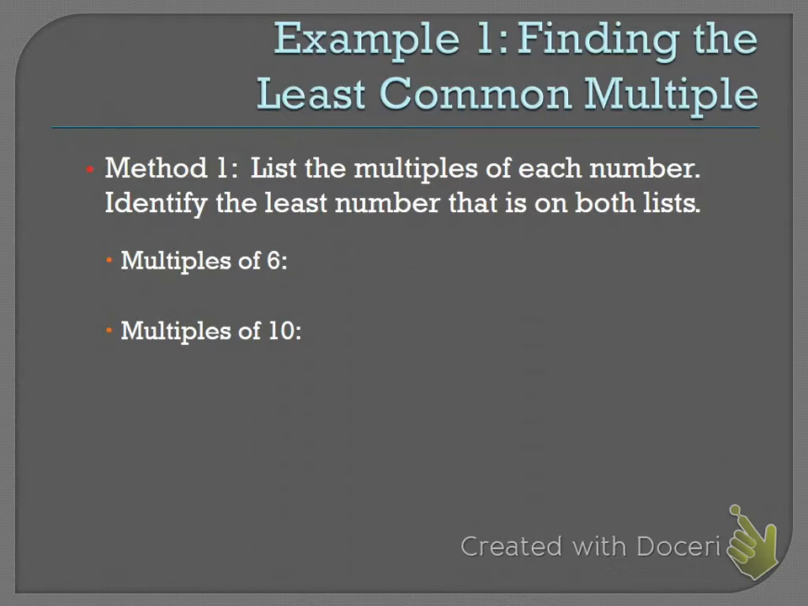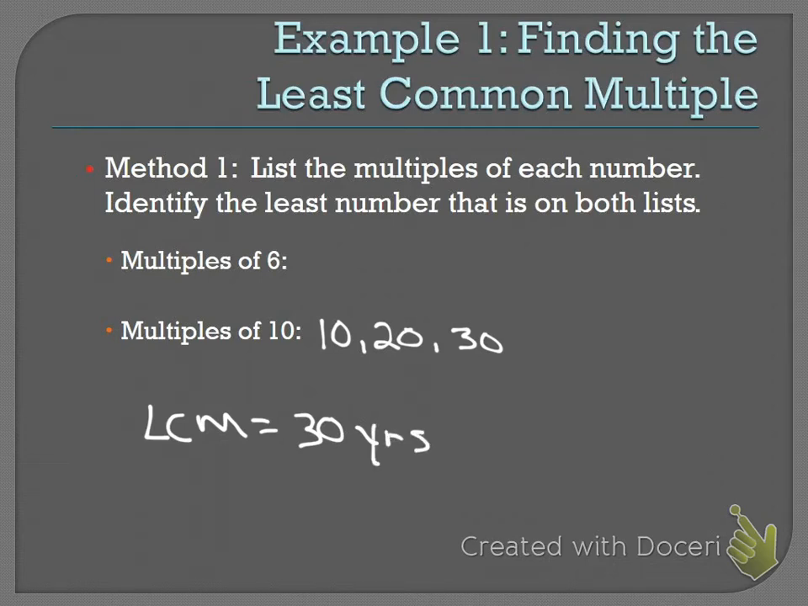So does 6 go into 10? No. So now I'm going to go to my next multiple of 10. Does 6 go into 20? No. So now I'm going to go to my next multiple. Does 6 go into 30? Yes. So my LCM is 30 years. That's how long it's going to take for the farmer to get to the point where he's planting tomatoes in both fields at the same time.